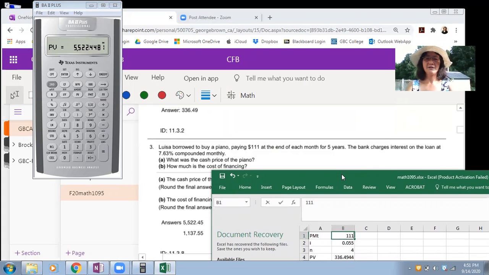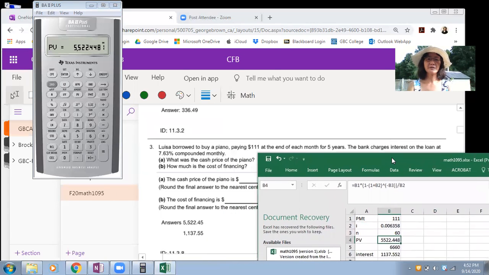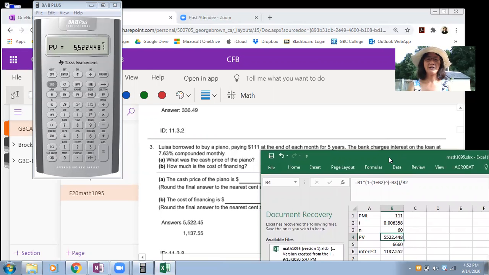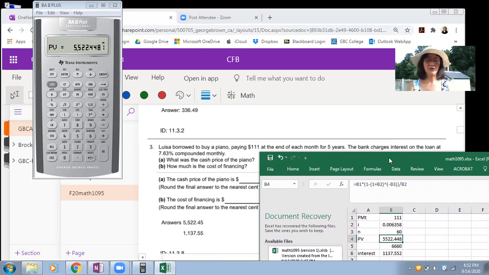PMT 111, I is 7.63% divided by 12, n equal to 5 years times 12. See, you got the PV on the bottom, $5,522.45. Okay, so that is the first question. And the second question, how much is the cost? To calculate the cost, okay, you have to calculate what is the total payment you made.